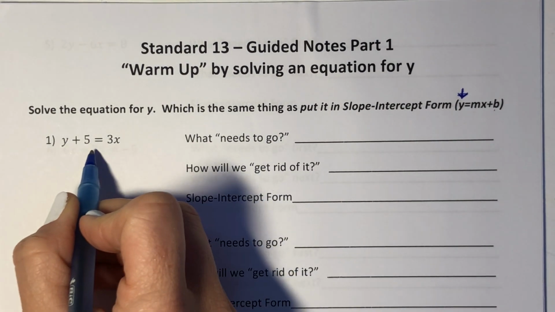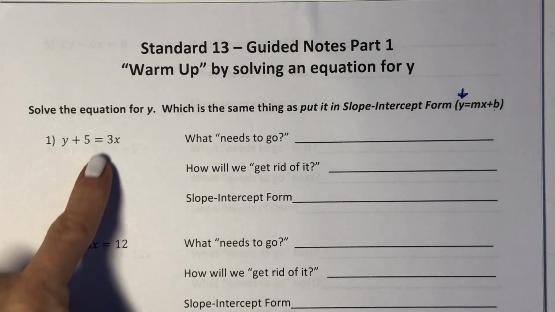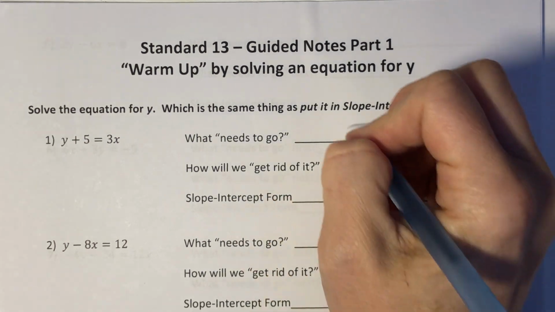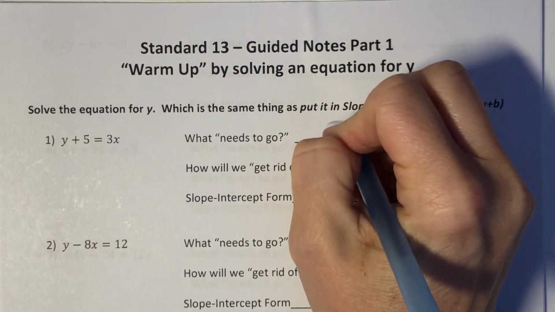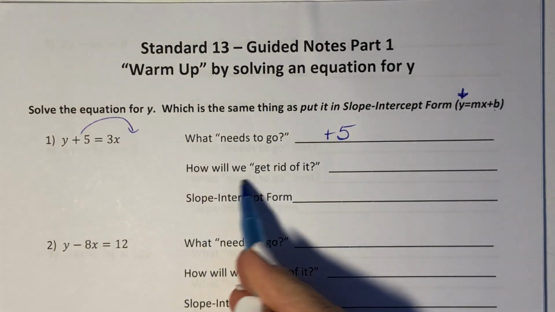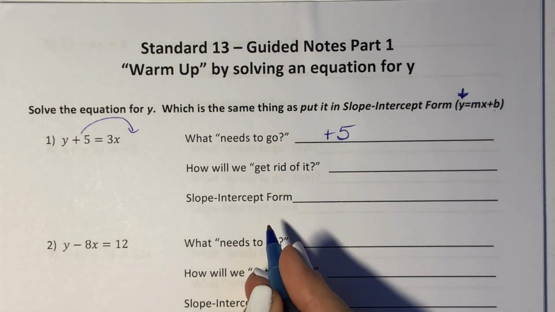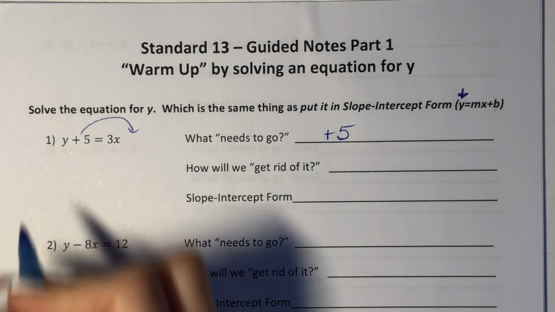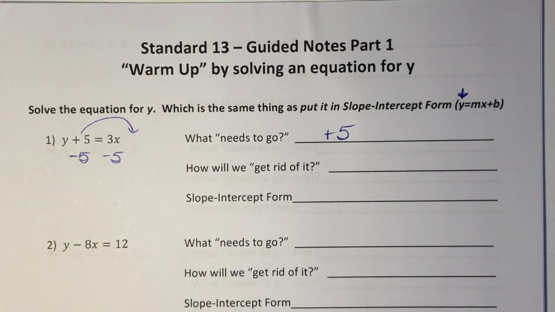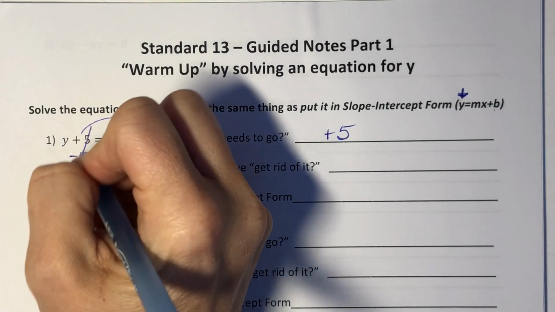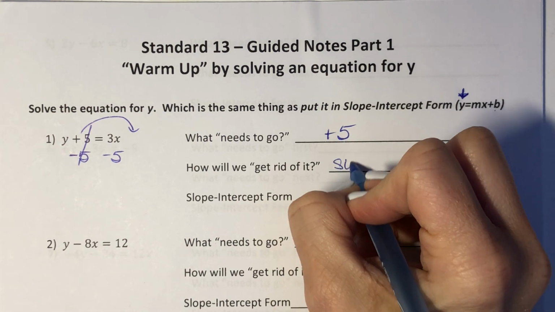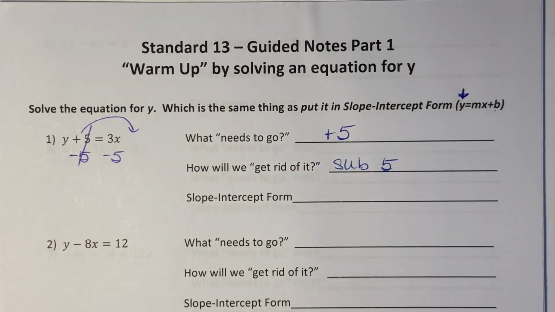So if I'm looking at this, I need to answer what's in the way. What is in the way that needs to go from having y by itself? And we have a positive 5 that needs to go. Okay, basically I need it to be over here. Well, how will we get rid of it? So we learned back in Unit 3 from solving equations that anytime I need to get something to the other side of the equation to be canceled out, I use inverse operations. So I want to subtract 5 from both sides.